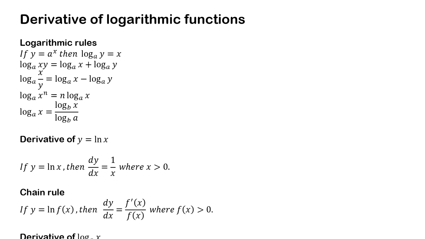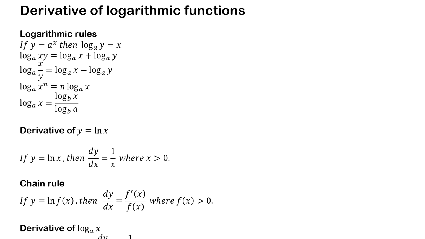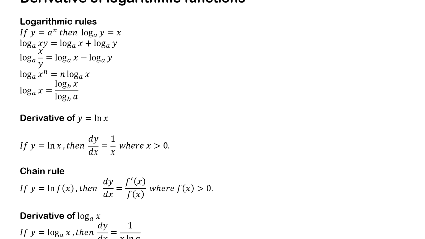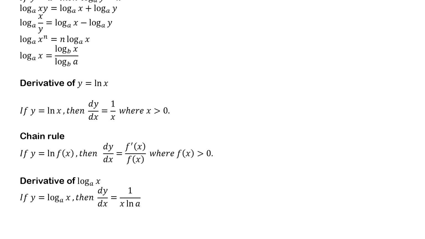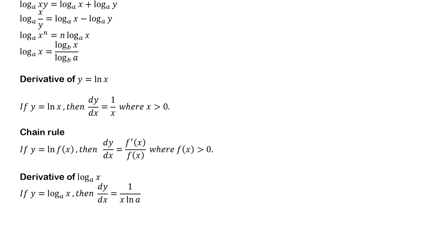So the derivative of y equals ln x is just 1 over x. This only occurs when x is greater than 0. Now we also have the chain rule version of this, where y equals ln of some function f(x). So you would differentiate f(x), that is now your numerator, and your denominator is just your original f(x). So again, 1 over x essentially. The derivative of log_a x is 1 over x ln a, and the best way, I think, to go about this is to jump into some of the questions.